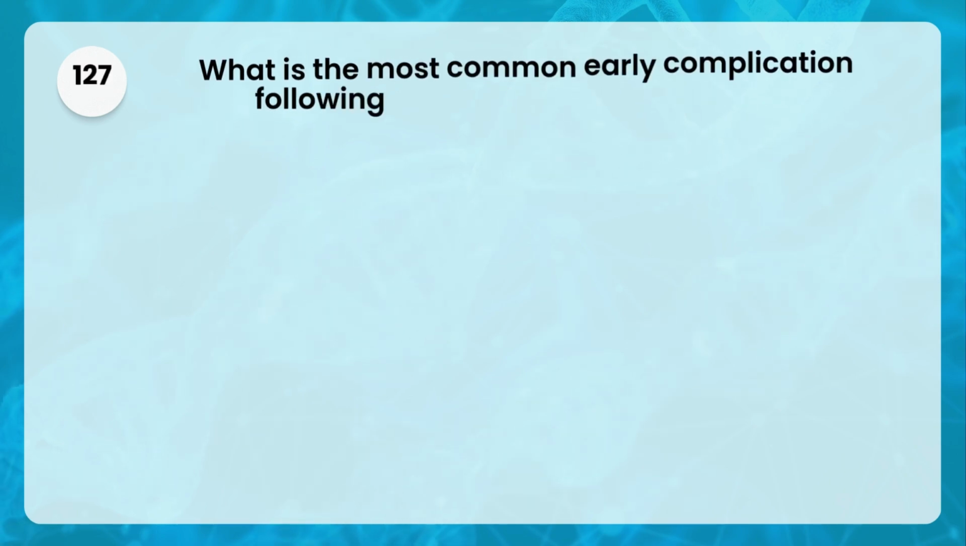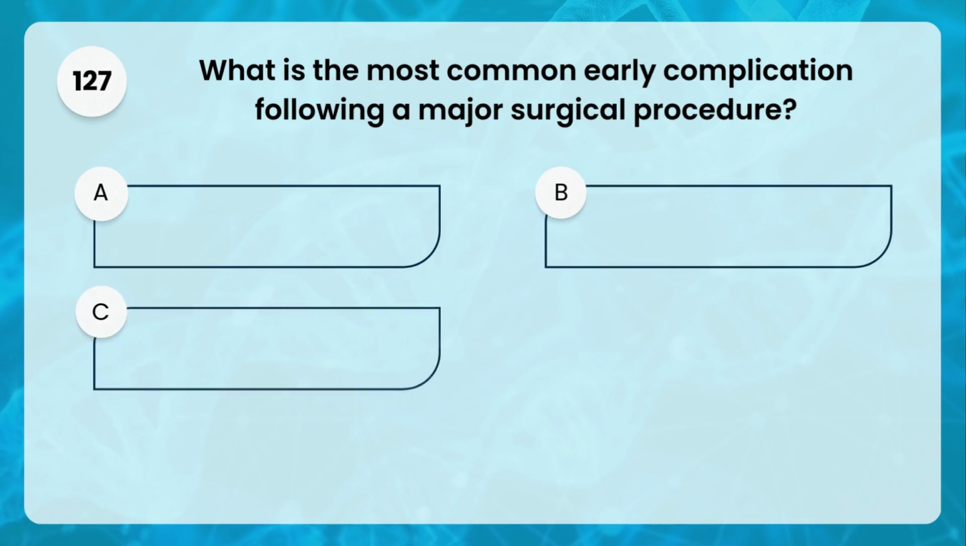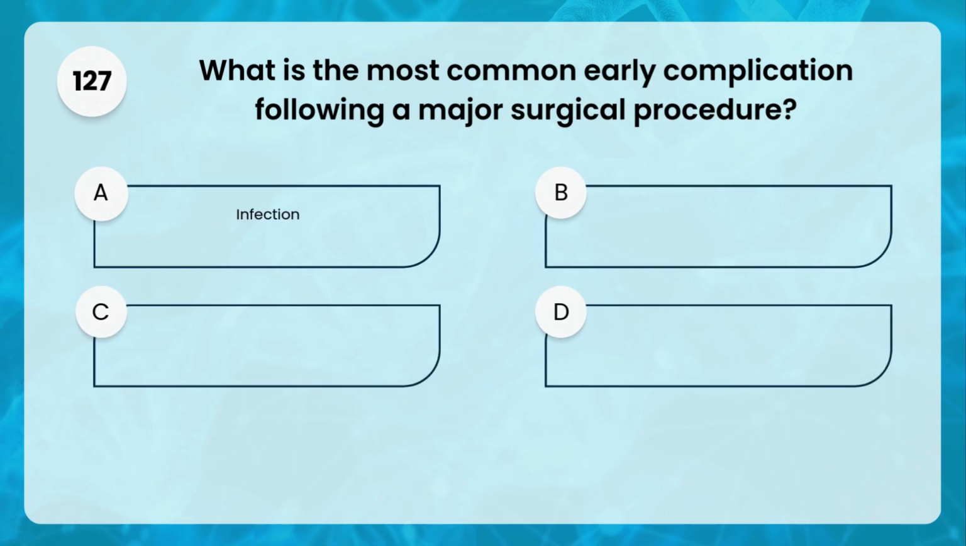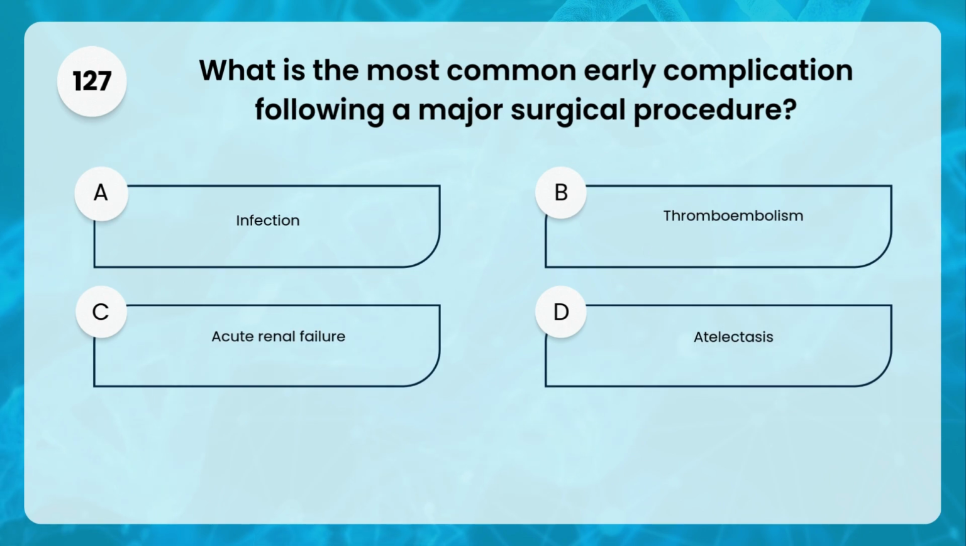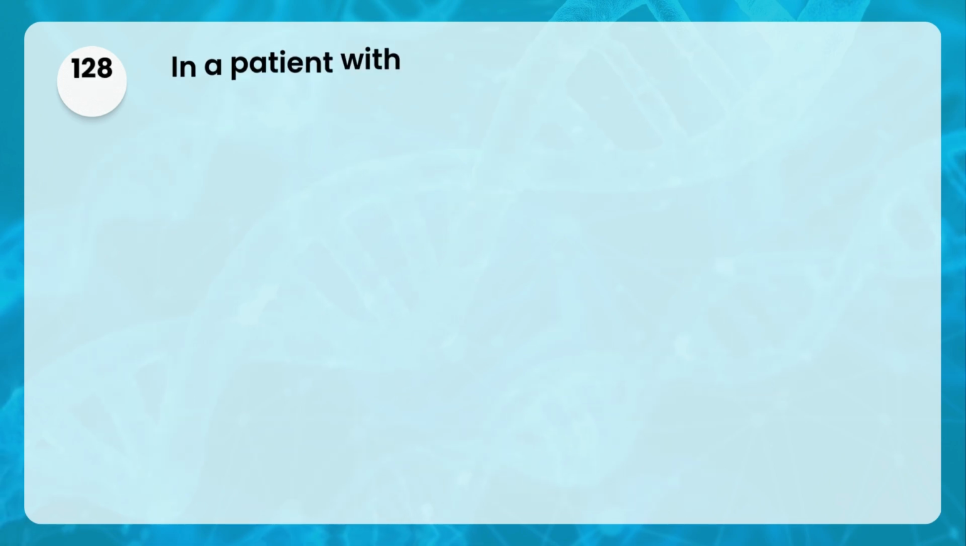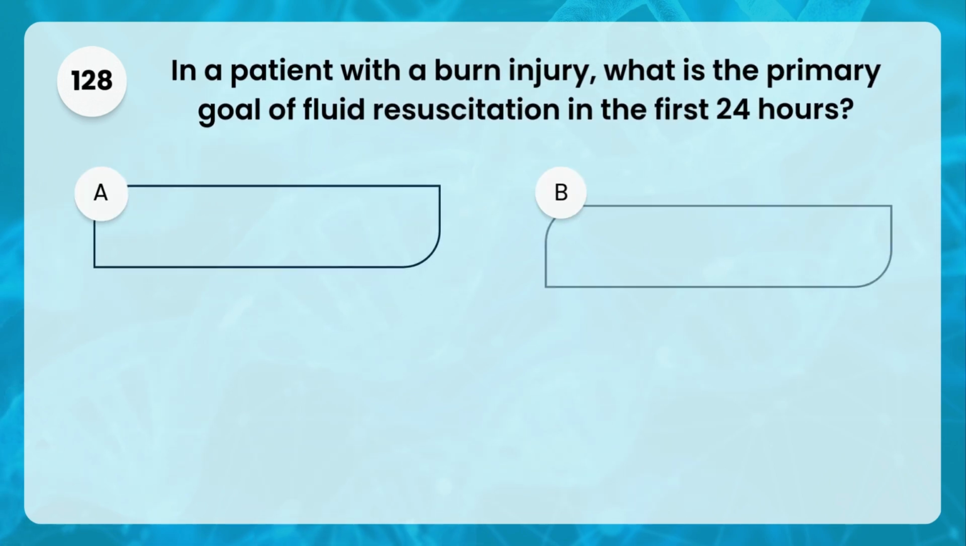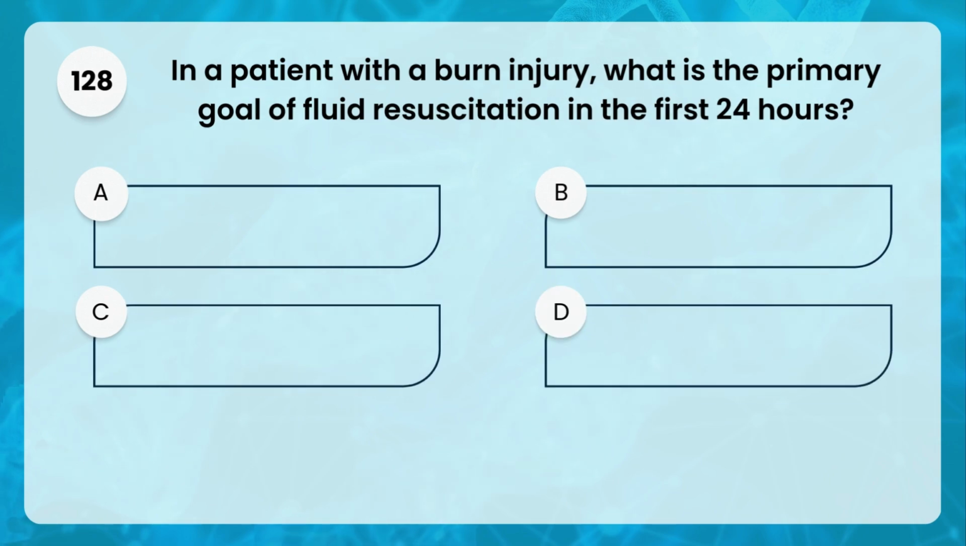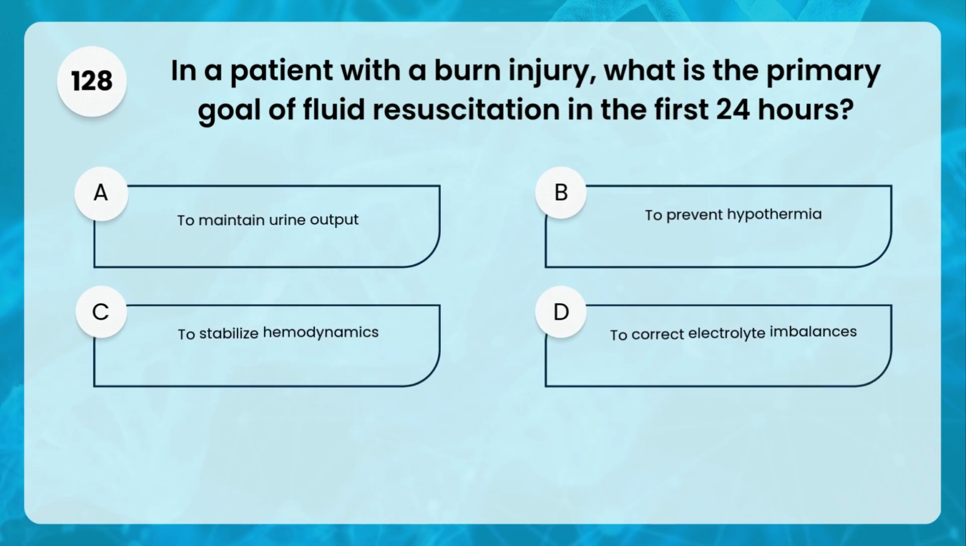Number 127. What is the most common early complication following a major surgical procedure? A. Infection. B. Thromboembolism. C. Acute renal failure. Or D. Atelectasis. The answer is D. Atelectasis.